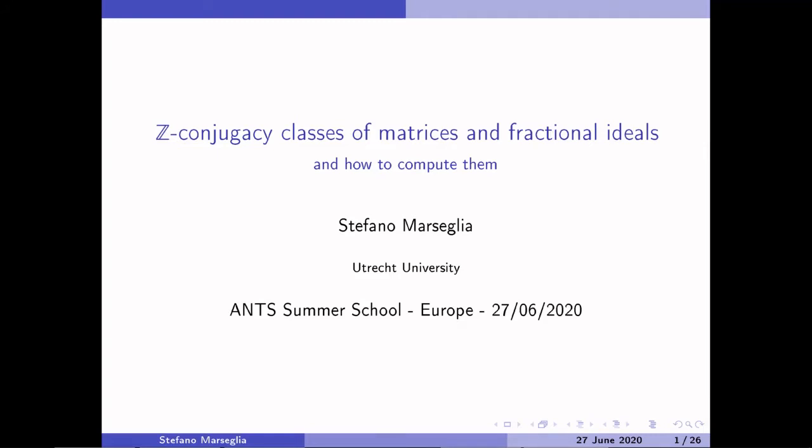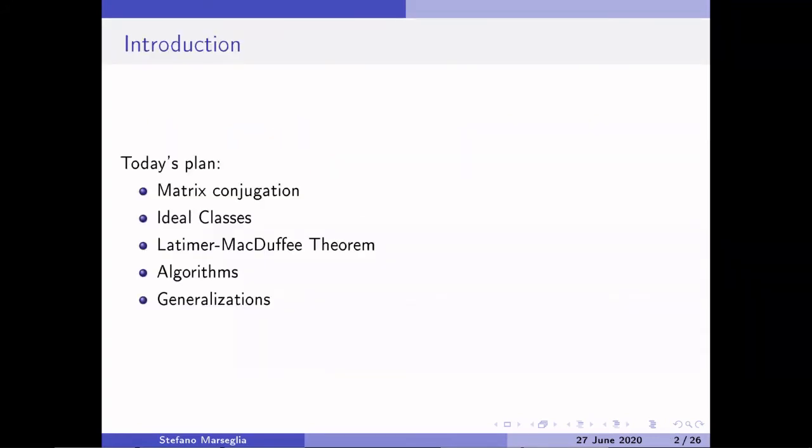All right, let's start. So the plan for today is the following. First, we're going to talk about conjugation, so square matrices, and how we can relate the two of them by multiplying by invertible matrices, and yeah, conjugation. Second, I'm going to talk about fractional ideals, and how do they behave with respect to isomorphism? Yes, class groups are going to appear in this talk as well.